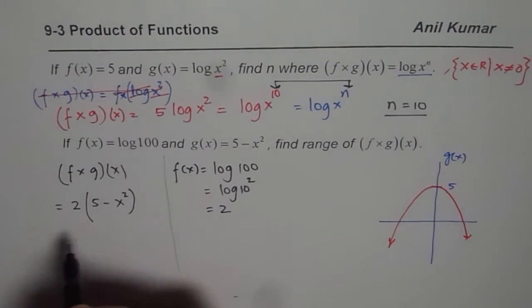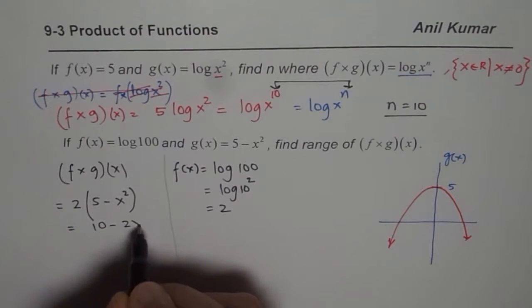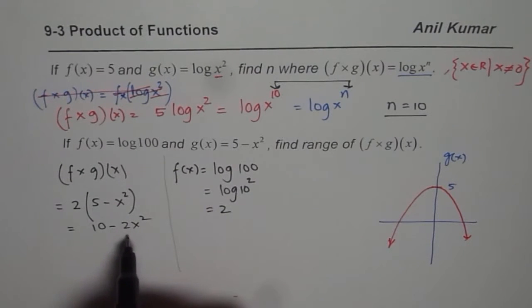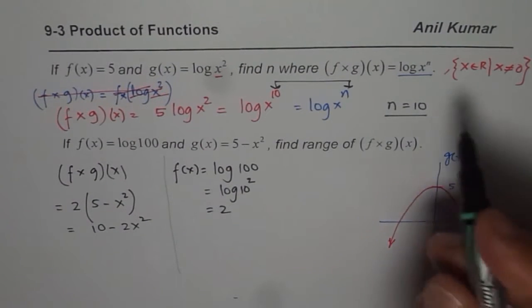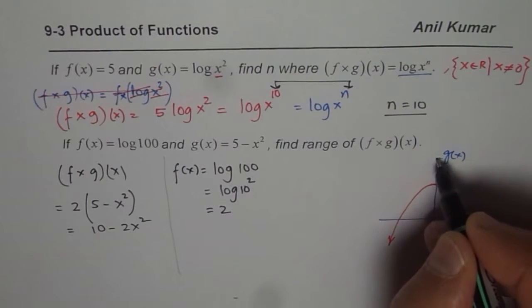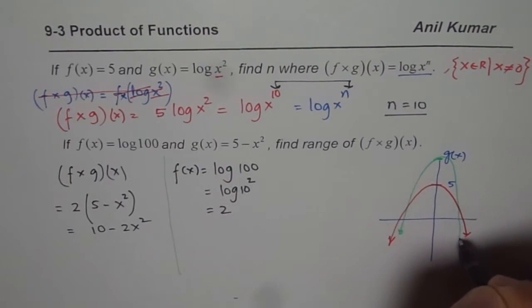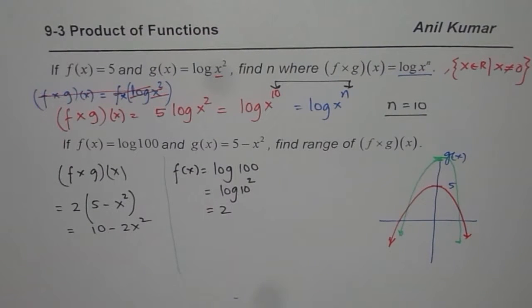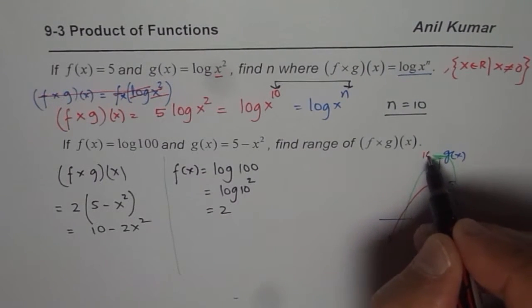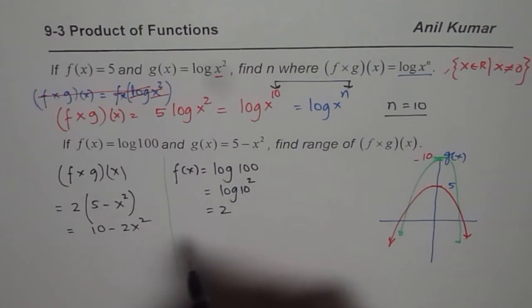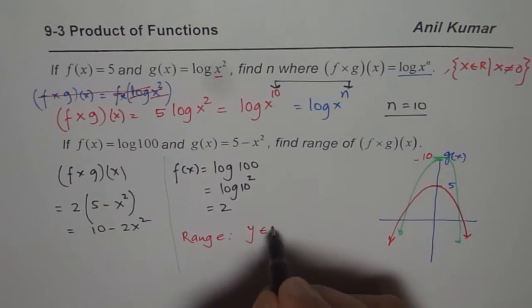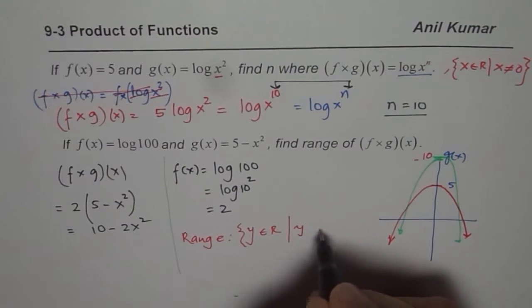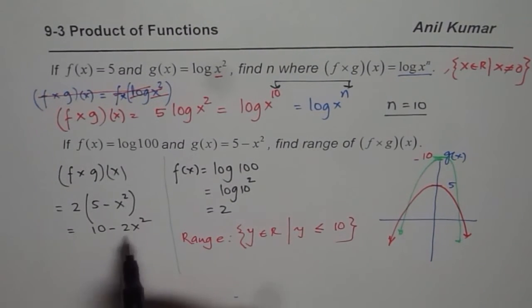So when you open this bracket, what do you get? You get 10 minus 2x square. So this graph 10 minus 2x square will be stretched, but it will move more, right? So it's kind of like this. I'm not sure where they will cross, but you can clearly see that the vertex will move to the position 10. Do you understand? So we can say the range for this function is y belongs to real numbers so that y is less than or equal to 10. Okay, so that is how you get the range of this particular function.